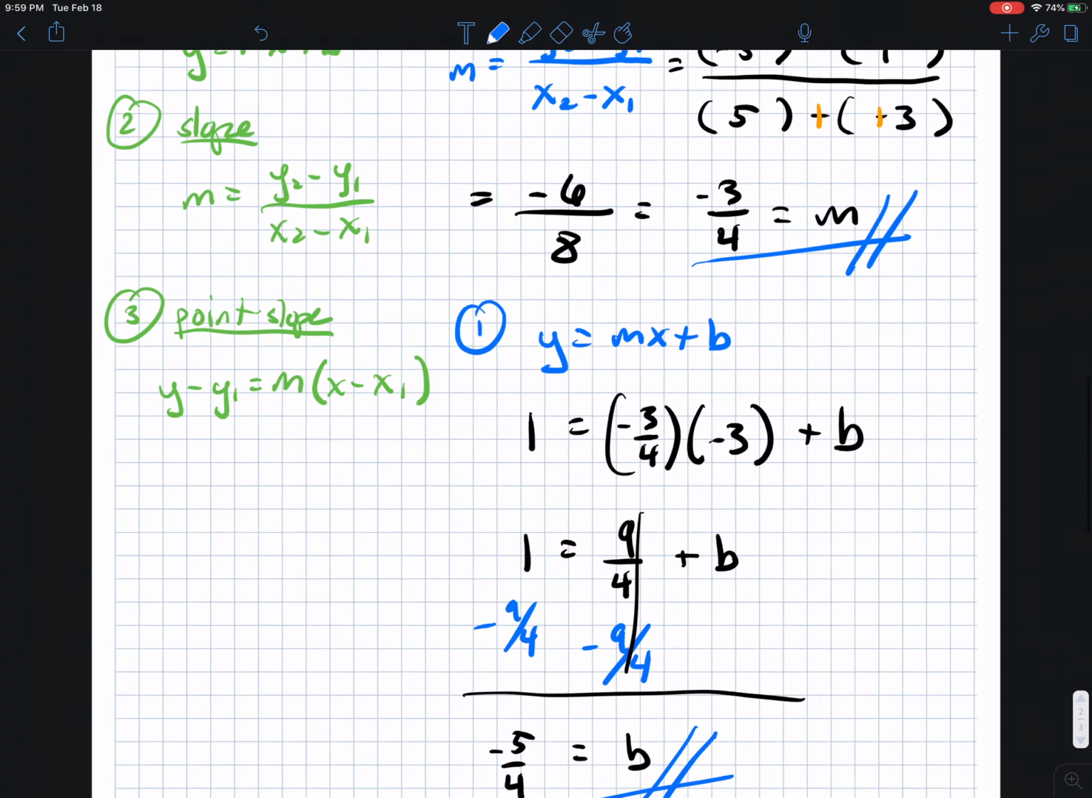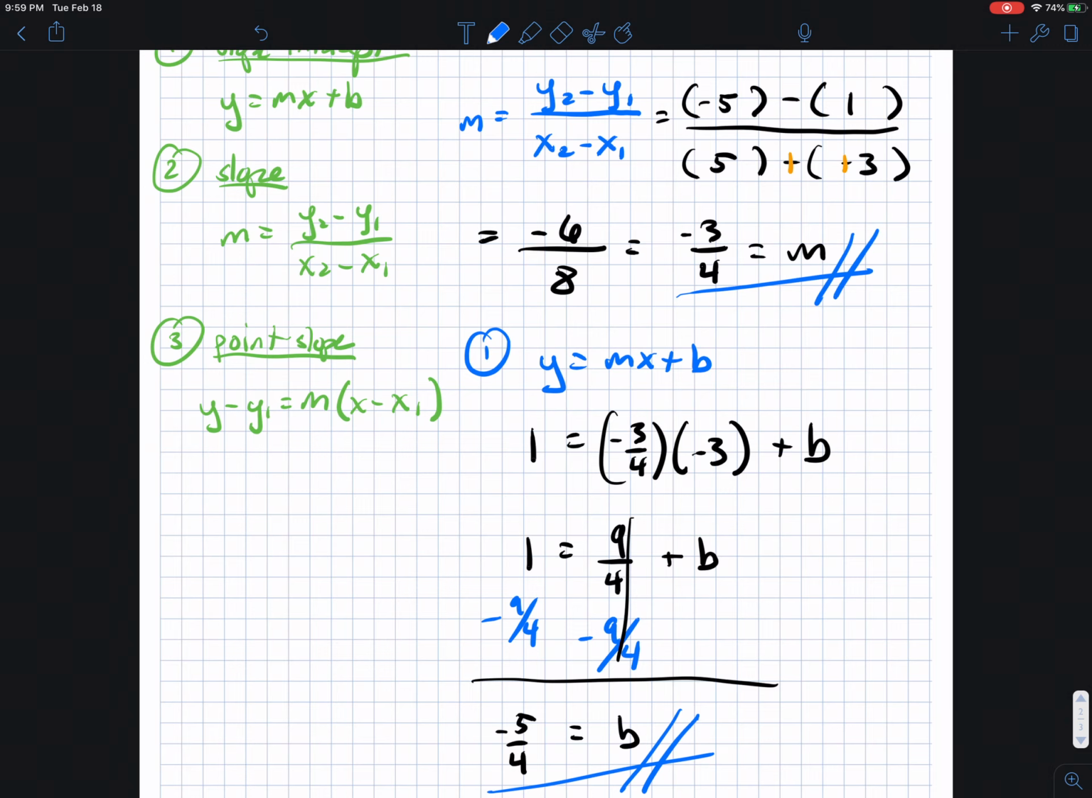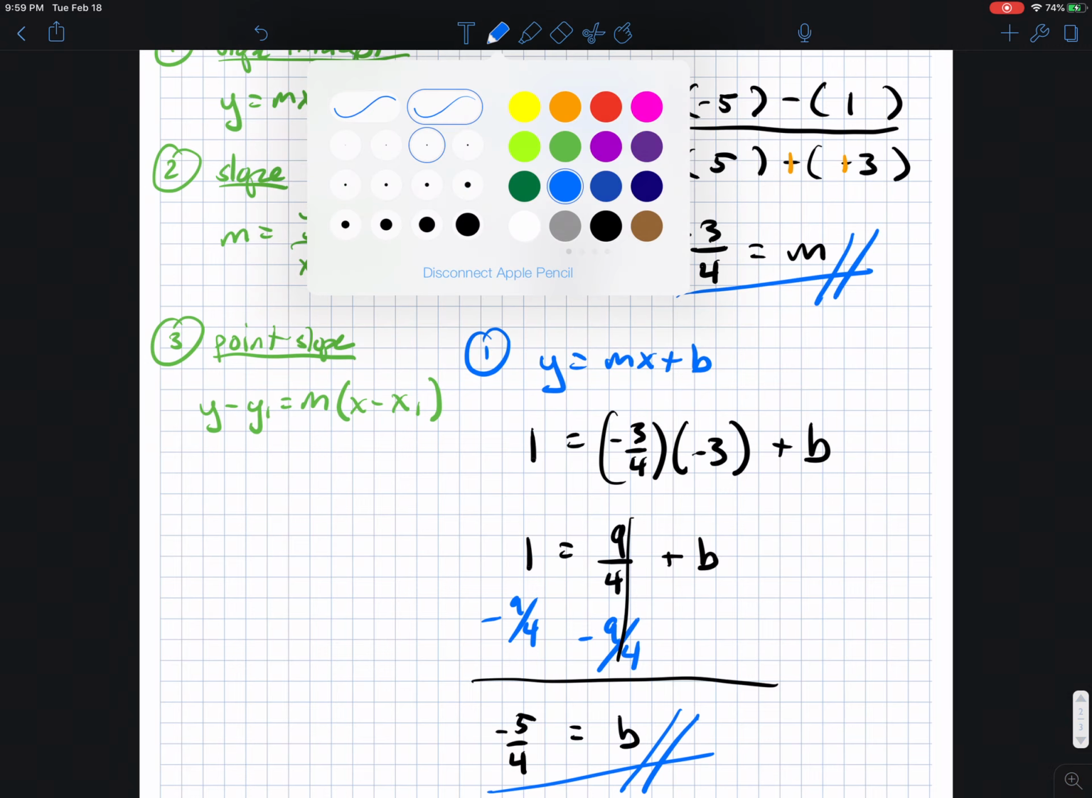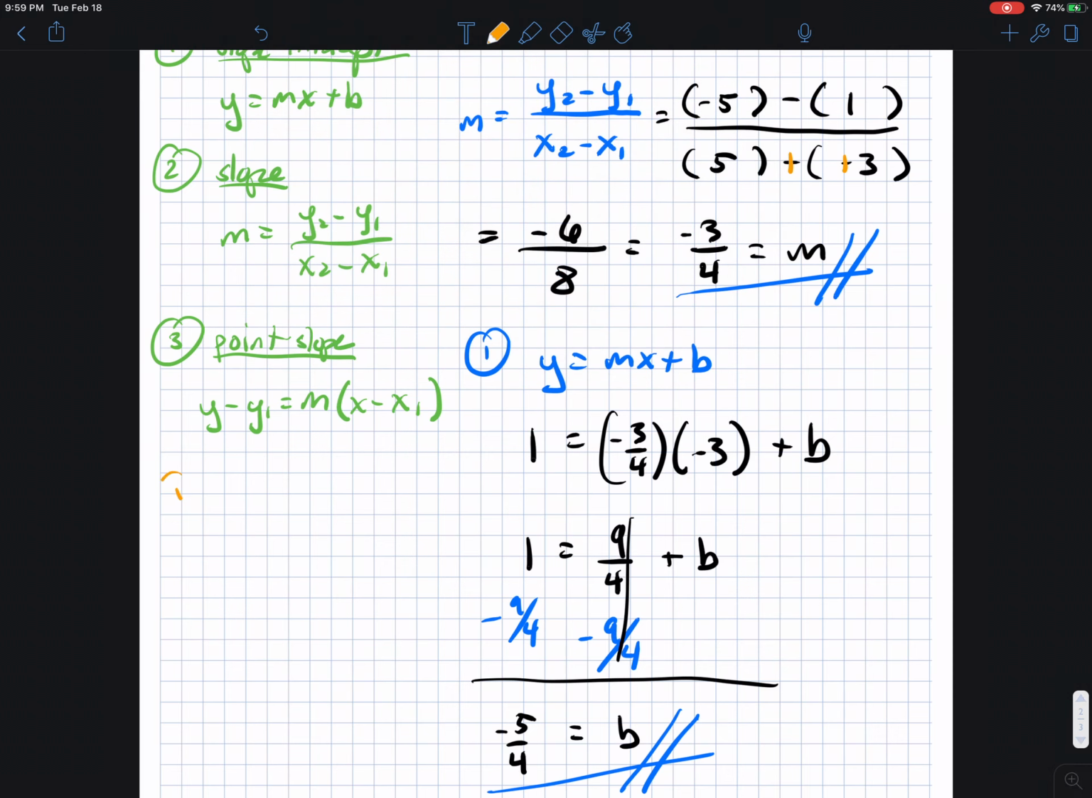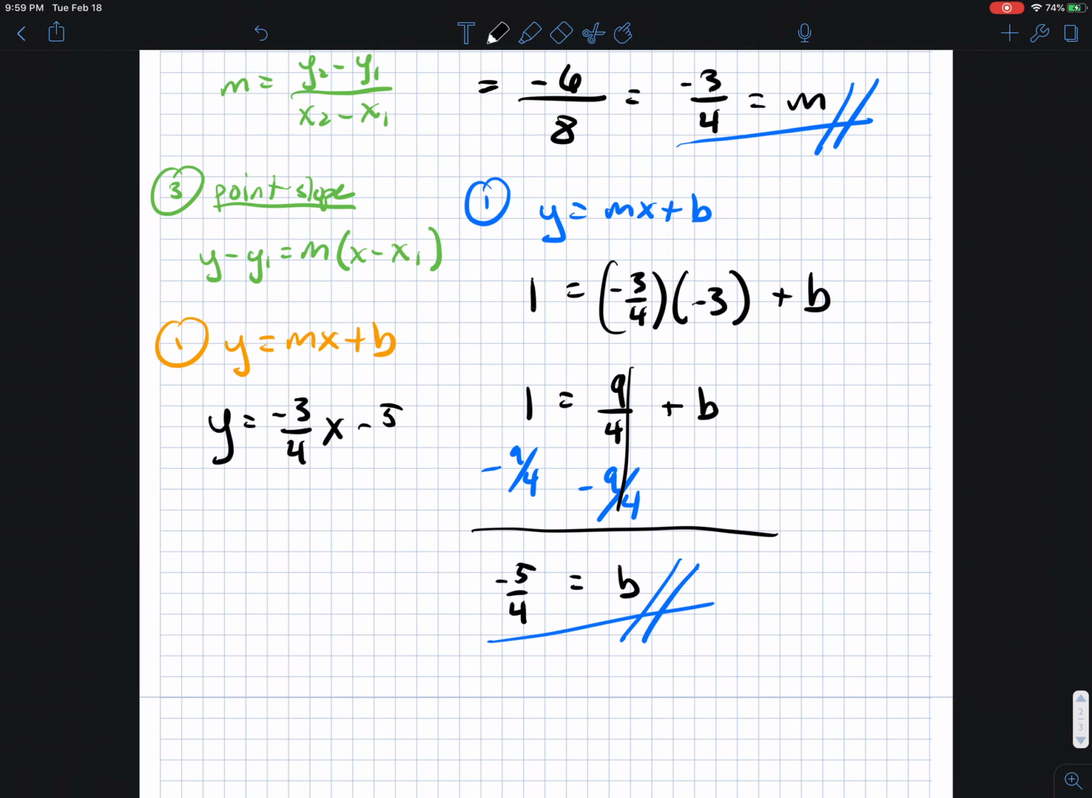All right, so we got our b and we got our m. So now let's go back to our formula. I'm going to do this one like this, just changing the color to get the image to pop. I'm going to go back to this y equals mx plus b. We just found our slope, right? So the slope we said was -3/4 x, and then our b was -5/4. Now a couple more steps and we're home free.